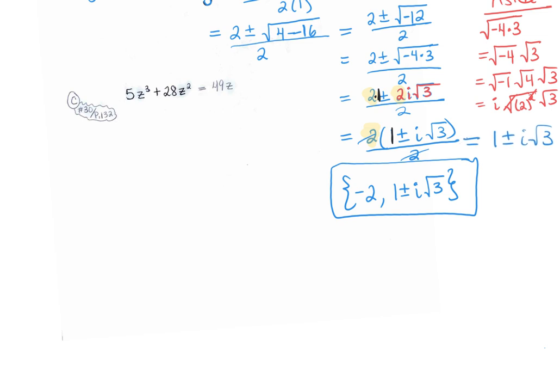Okay. So, part C, we have 5z cubed plus 28z squared equals 49z. What do you think to do first? Yeah, that's good. Great intuition. So 5z cubed plus 28z squared, and you said subtract 49z from both sides. So that gives us this.